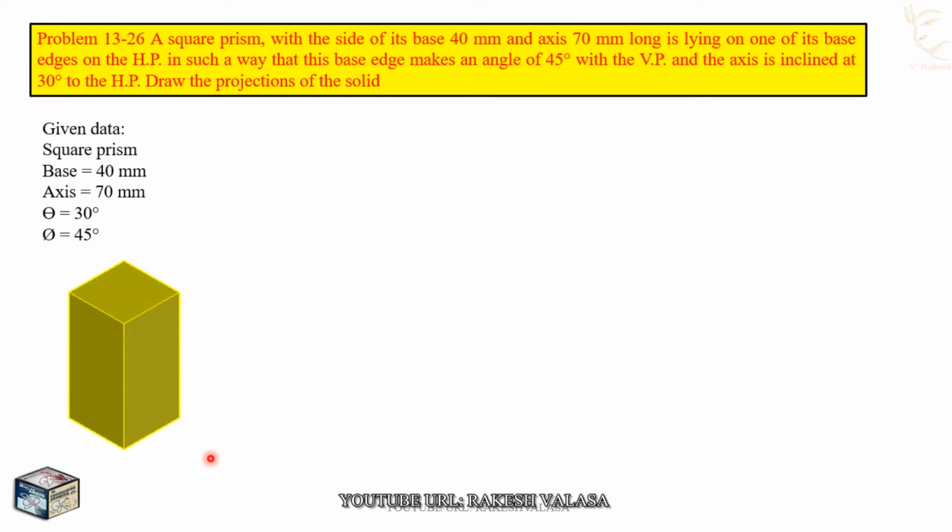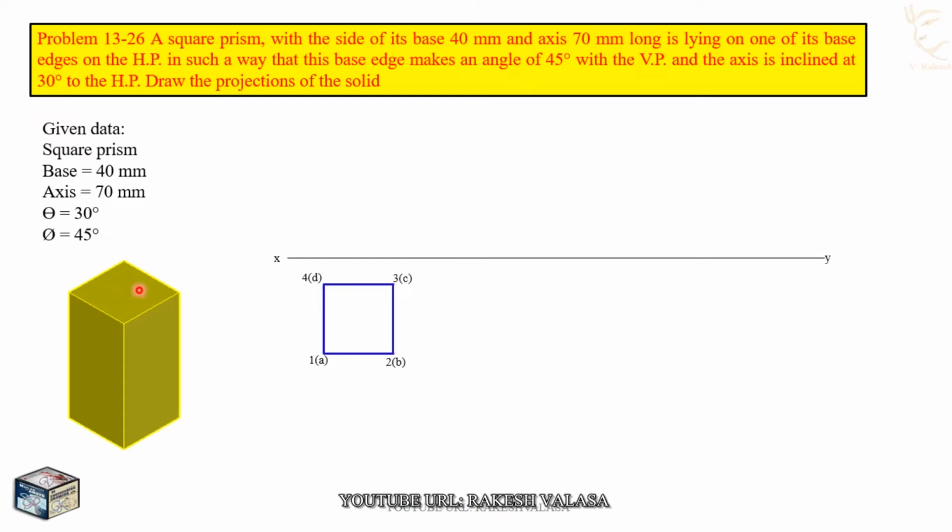In that case, we can see the true shape only in the top view. So first draw the XY line, then draw one square below XY. In this problem, he has not mentioned below HP, above HP, in front of VP, behind VP. So you can assume 10 mm or 15 mm below XY. Then draw the square with the given dimension, that is 40 mm. This is 1 of A, 2 of B, 3 of C, 4 of D.